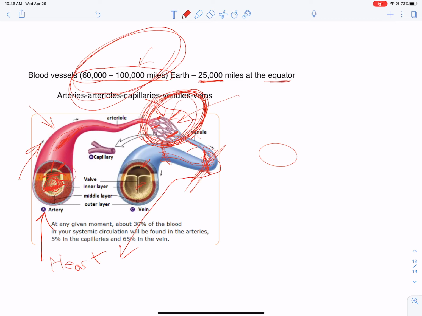The largest part leaving the heart is an artery. They become smaller until they become an arteriole, they're called, go to a capillary, and then the small vein is called a venule and ends up in a vein that dumps back into the heart.